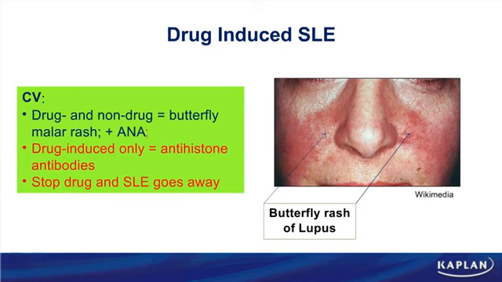Since the drug-induced lupus question is such a popular question on step 1, you've actually got to be able to distinguish drug-induced lupus from non-drug-induced lupus, because these are going to have some features in common. Both drug-induced and non-drug-induced lupus, patient might experience a butterfly malar rash as shown in this diagram. Patients will have a positive ANA, anti-nuclear antibody test, comes back positive. Those are things that are not going to distinguish if it was caused by a drug or not. How do you know it was caused by a drug? Drug-induced only, you're going to see antihistone antibodies. So positive for antihistone antibodies says it's drug-induced.